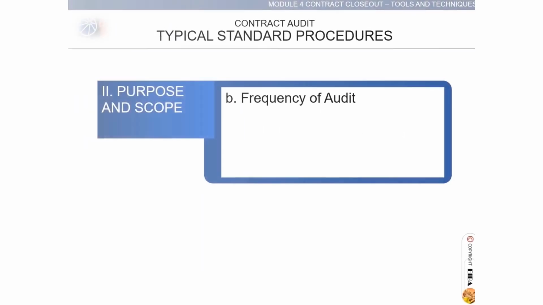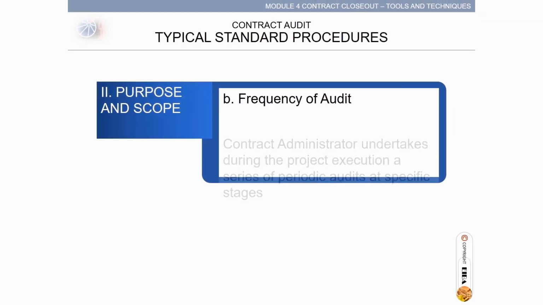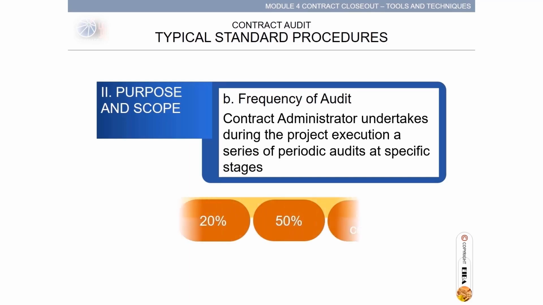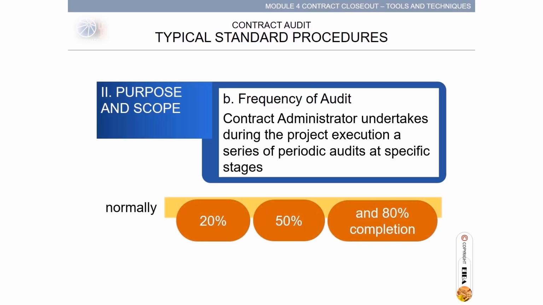Section B, frequency of audit. Contract administrator undertakes during the project execution a series of periodic audits at specific stages. Normally, 20%, 50%, and 80% completion, or as needed. Audits are performed at any time.